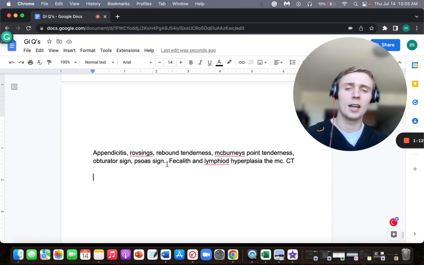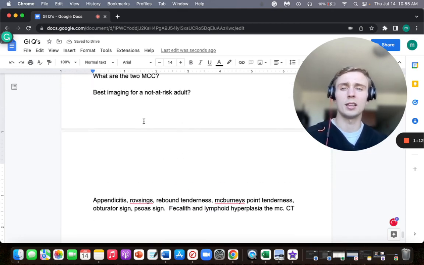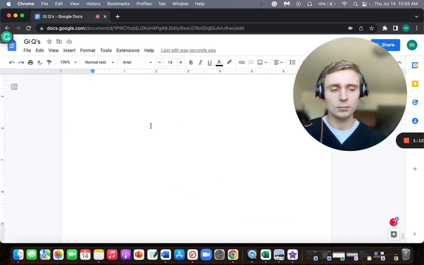And then the 2 proposed mechanisms most commonly are fecalith, especially in elderly. If you're having appendicitis in elderly, fecalith, and lymphoid hyperplasia. Lymphoid hyperplasia is the most common. And you can do CT in a not at-risk adult.